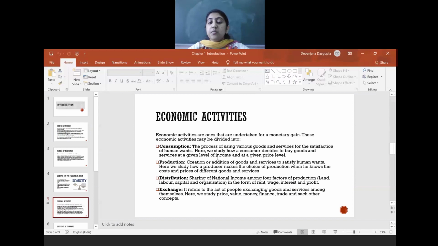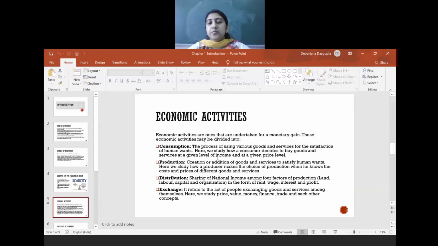Now, these economic activities can be of different forms. The first one that we will study in economics is consumption. And this is one of the very important economic activities because every individual is doing consumption in some form or the other. So, what is consumption? The process of using various goods and services for the satisfaction of human wants is known as consumption.